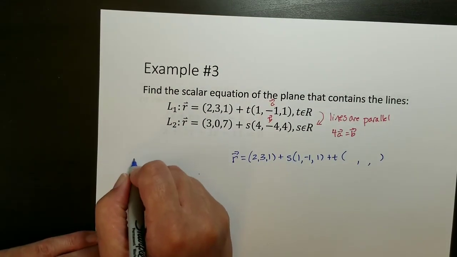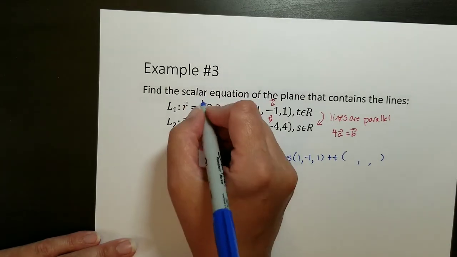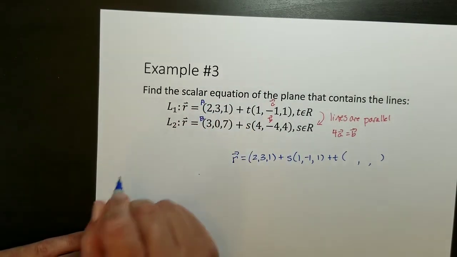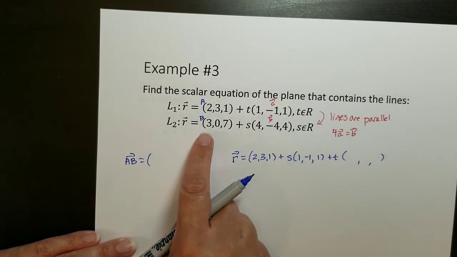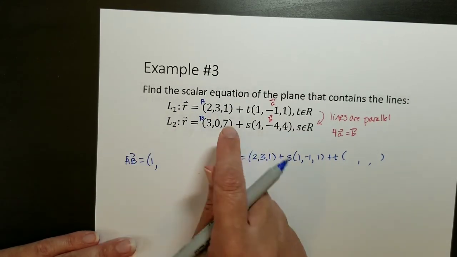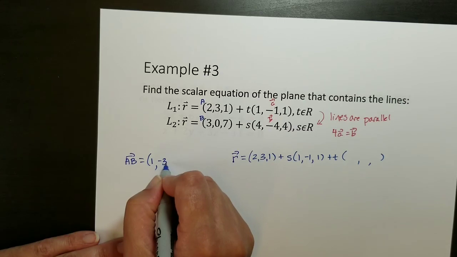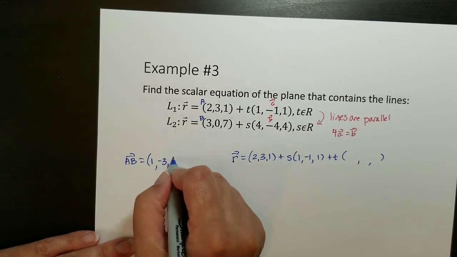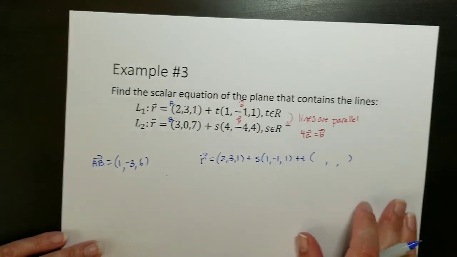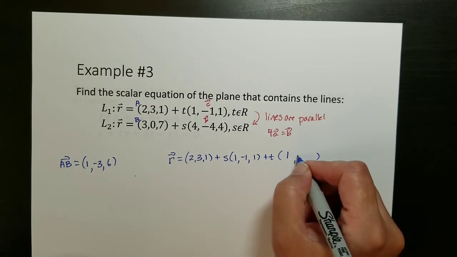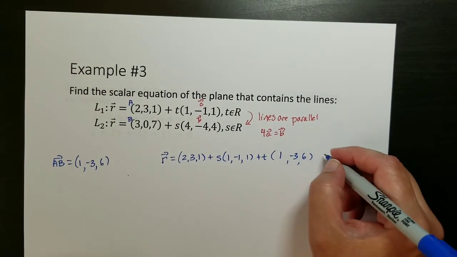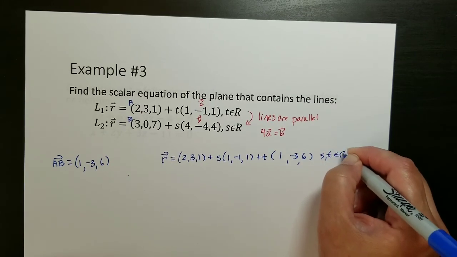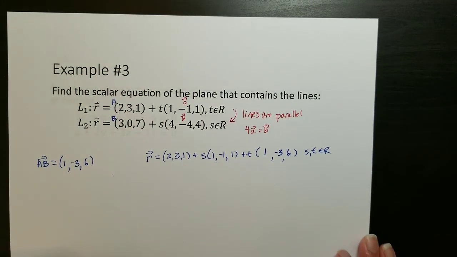So I'm going to say, if that was point AB, I'll find this direction vector. So 3 minus 2 is 1, 0 minus 3 is negative 3, and 7 minus 1 is 6. So this is my other direction vector. You could have subtracted those in the other order, and that's fine too. And S and T are any real numbers.